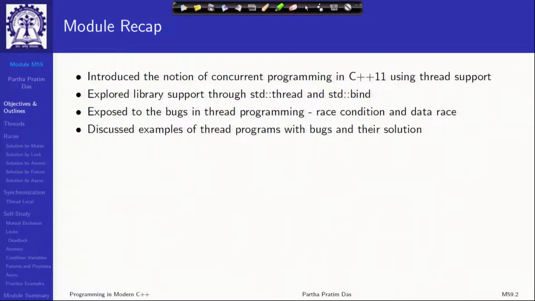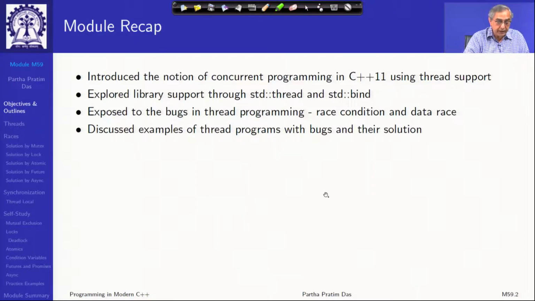We have explored the library support through std::thread and std::bind, and we have seen that a naive coding of a sequential program into a multi-threaded program will lead to certain bugs. A major category of bugs falling in race condition and data race we have seen. I discussed examples of thread programs with bugs and their solution.